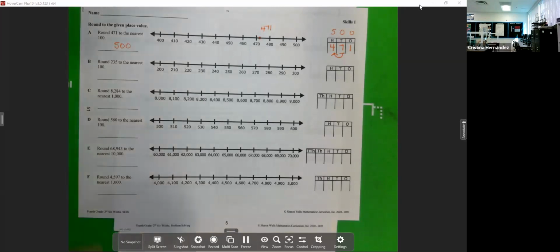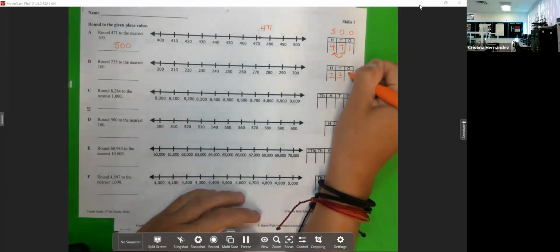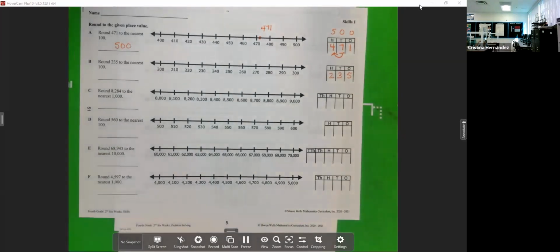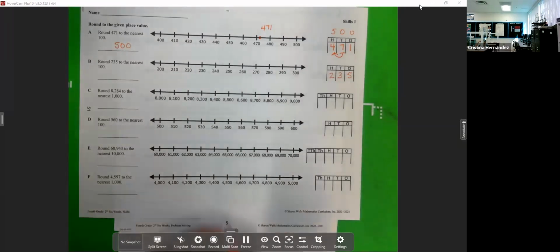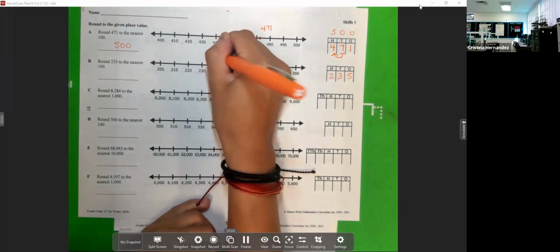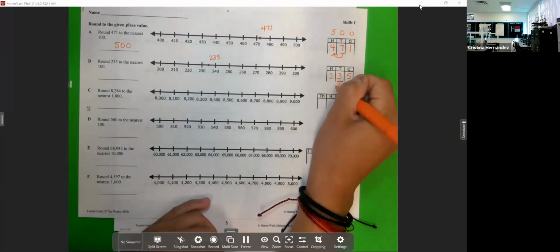All right. B, 235 to the hundreds place. So 235, right? What number's in the hundreds place anyways? 2. So yeah, 2. And what number is going to tell me if I round up or round down? Y'all that are online too can tell me. I guess I should put it on here. The 3, yeah. 235. So you're going to underline that. Make sure you underline that, and then you put your arrow.